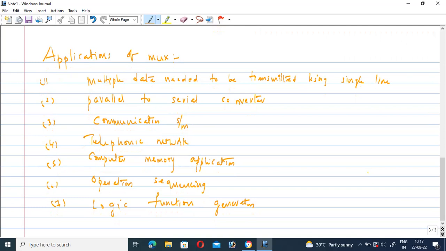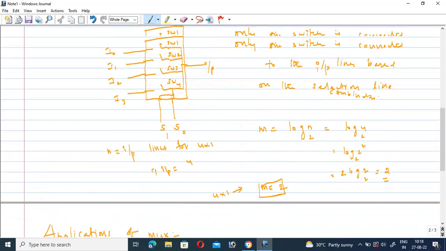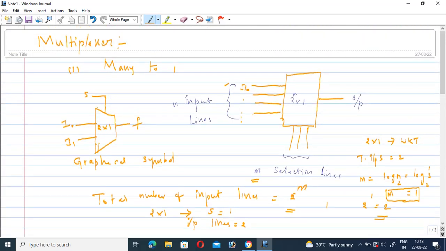And these are the applications of the mux. Based on this, we can give some names for the multiplexer. A multiplexer is many to one. It is also a data selector. We can also call it a data selector. These are the names given to the multiplexer: multiplexer, data selector network, or data selector circuit.